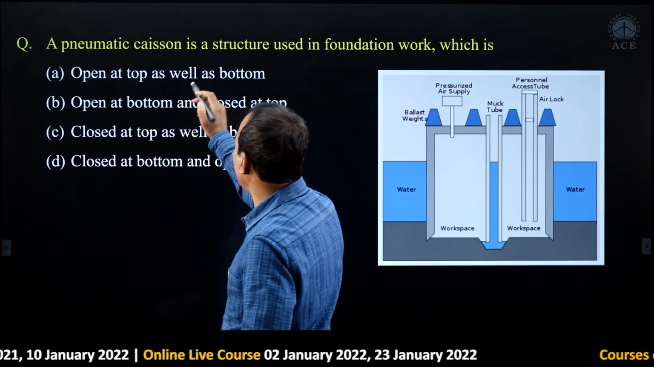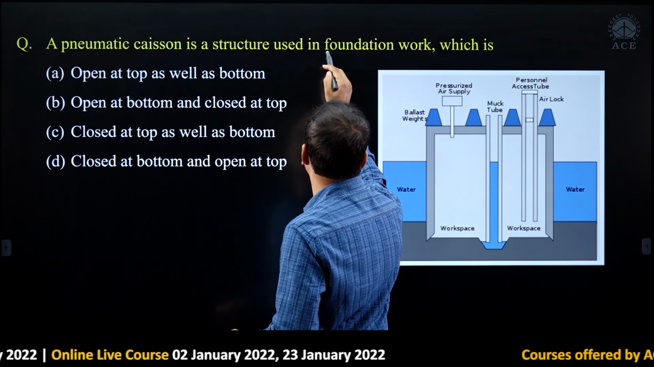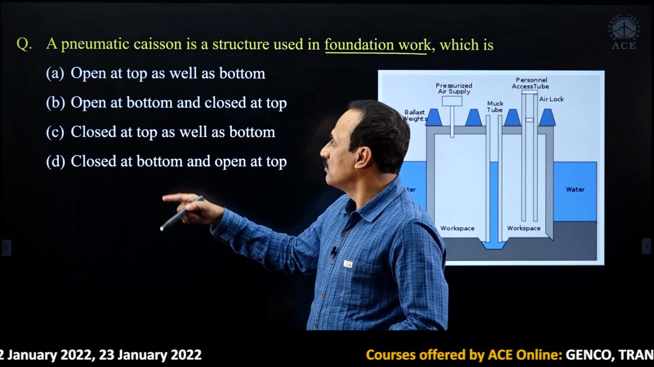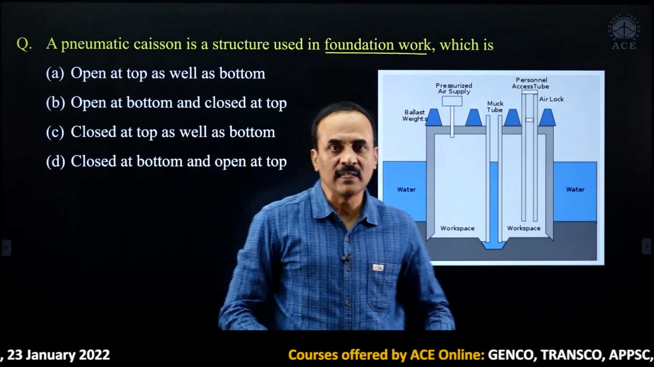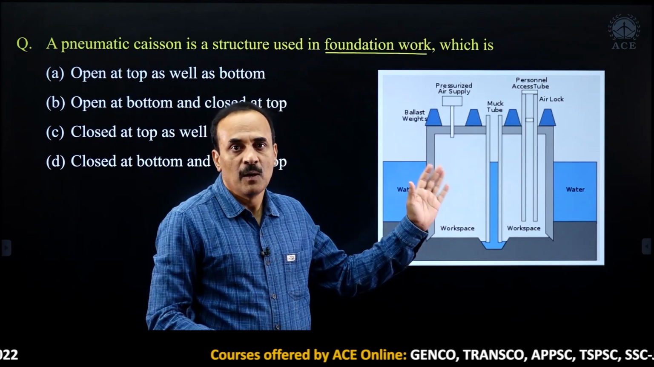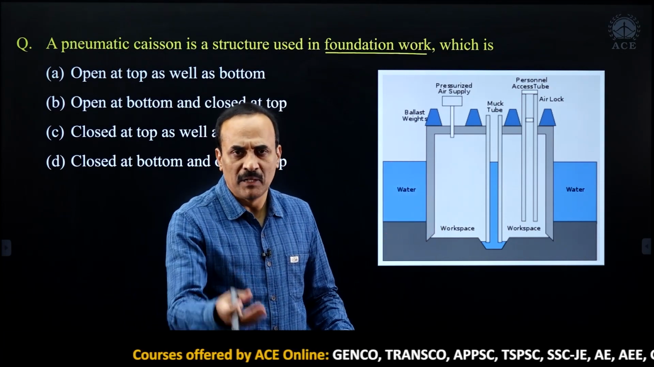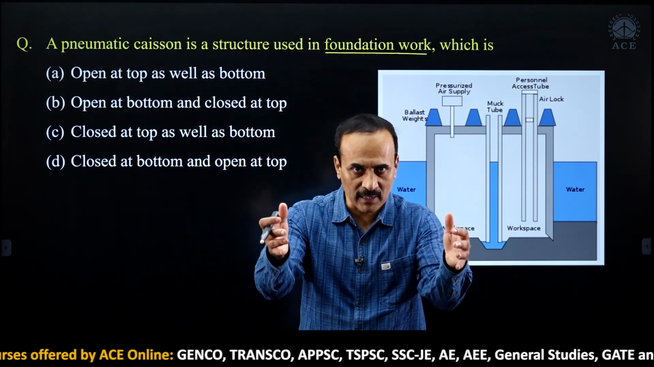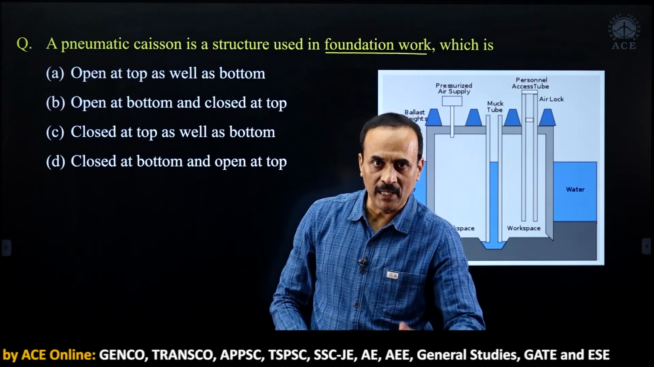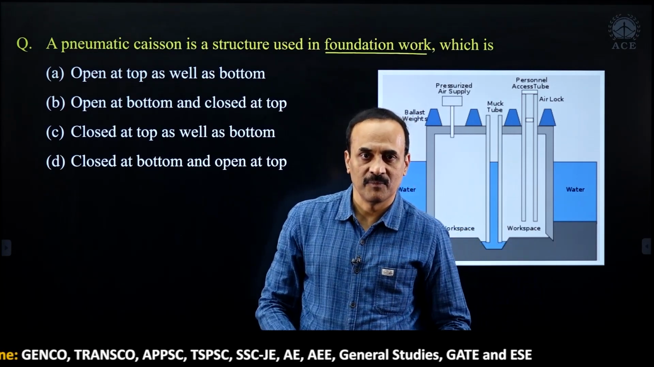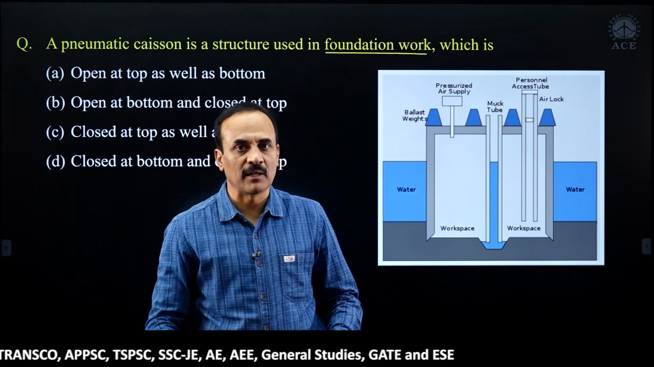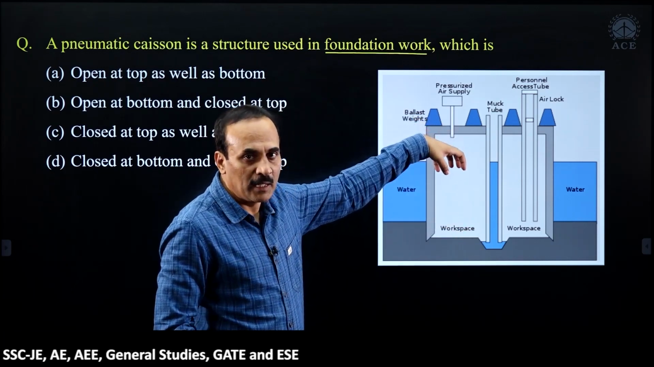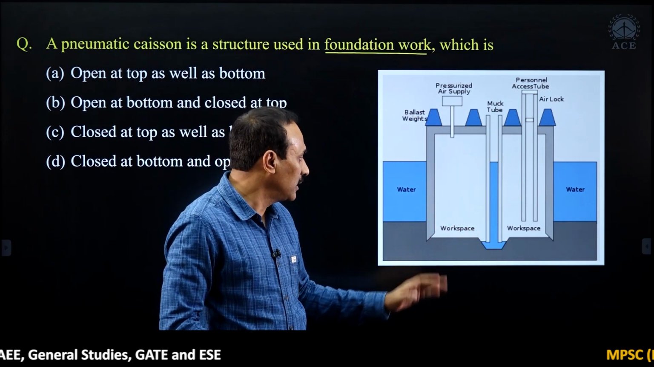Look at the question. A pneumatic caisson is a structure used in foundation work which is open at top as well as at bottom. Various options are given. Actually, caisson is used as foundation for bridge piers. The bridge is generally constructed in sandy soil. Especially in sandy soil, if you want to construct a foundation for a pier or a pillar, we use caissons. There are different types of caissons you might have come across: the normal caisson and this pneumatic or pressure caisson. With hydraulic pressure, you sink the caisson into the sandy soil.